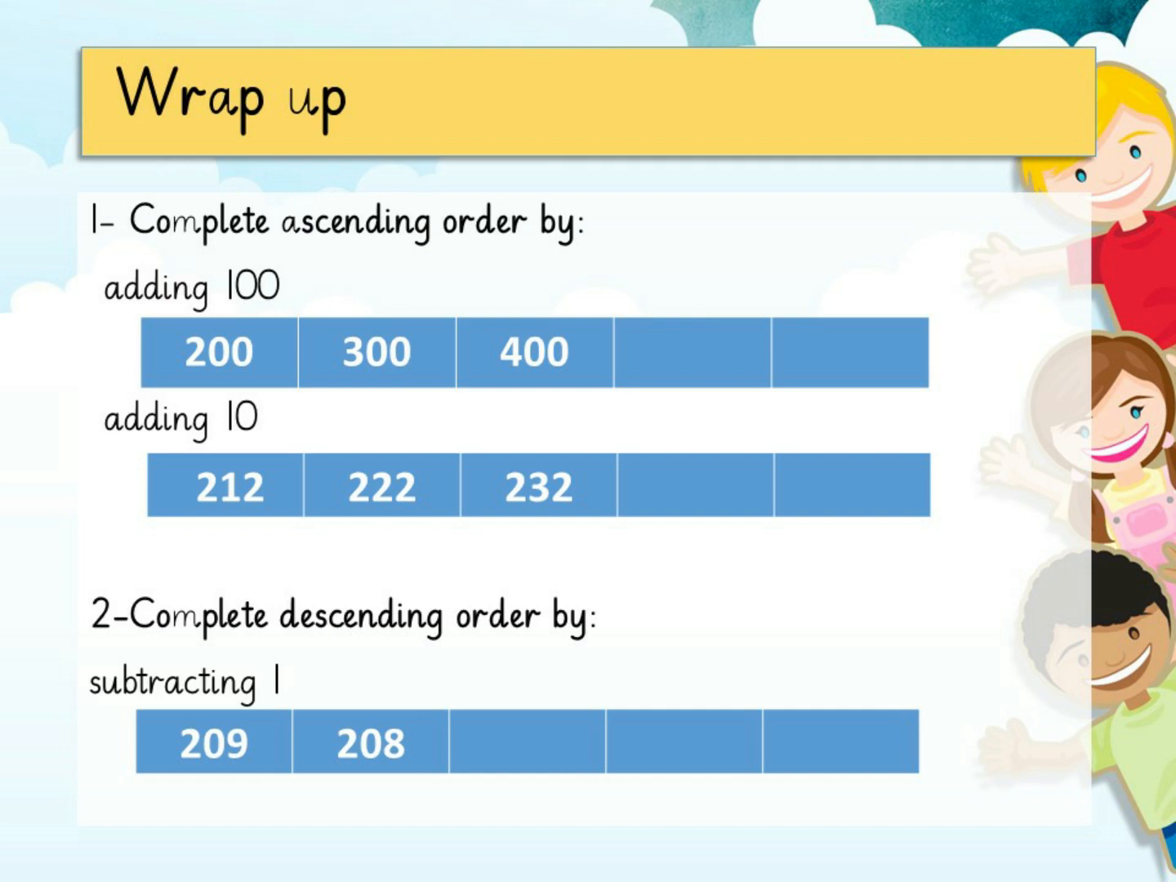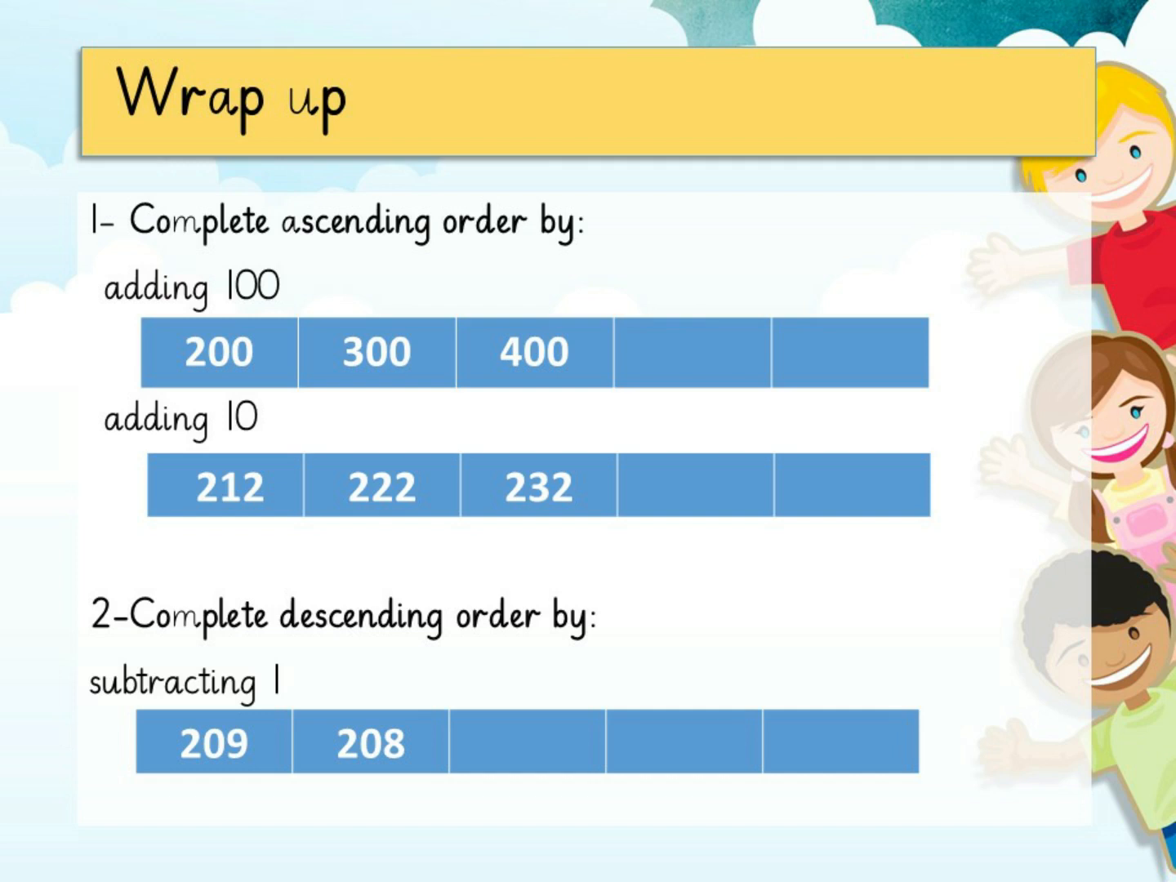Next comes by adding 10. 212, 222, 232. These numbers are having an increasing order of tens. The values are being changed at tens place. So the next numbers will be 242, 252. Correct. Question number 2.